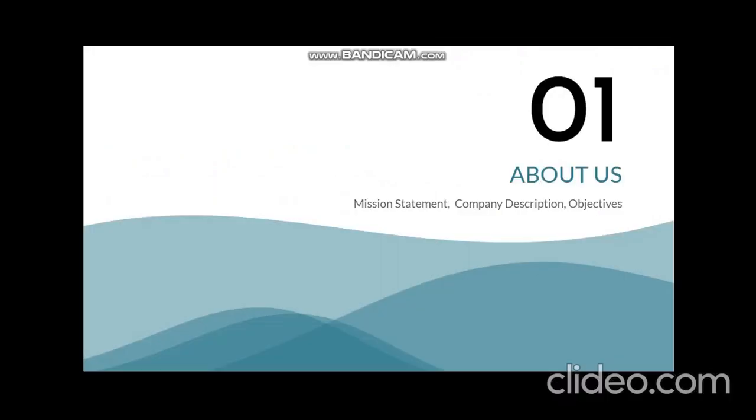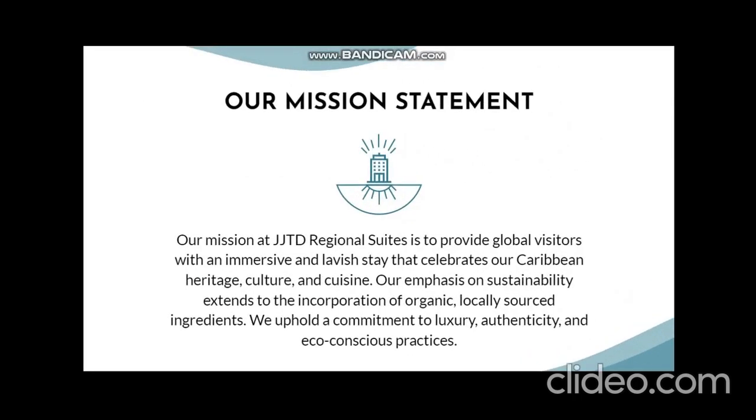In section 1, we shall be discussing the mission statement, company description, and the objectives. Our mission at JJTD Regional Suites is to provide global visitors with an immersive and lavish stay that celebrates our Caribbean heritage, culture, and cuisine. Our emphasis on sustainability extends to the incorporation of organic, locally sourced ingredients. We uphold a commitment to luxury, authenticity, and eco-conscious practices.